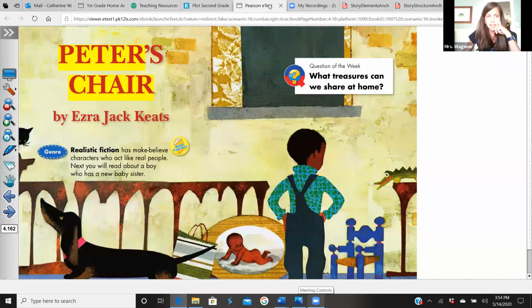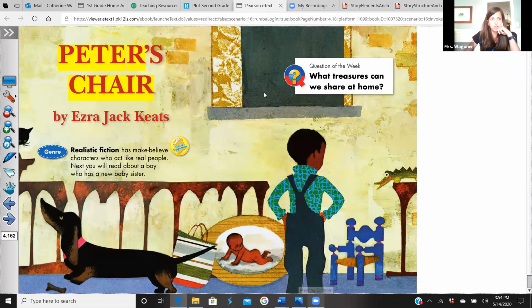Today we're going to look at this story. The title is Peter's Chair. This is a realistic fictional story, which means it's a made-up story. The characters and setting are like real people and places, and the story events could happen in real life. Since good readers set a purpose for reading, today while we're reading, we're going to look for the beginning, the middle, and the end of the story to help us identify the structure of this story, and also to help us identify the plot.